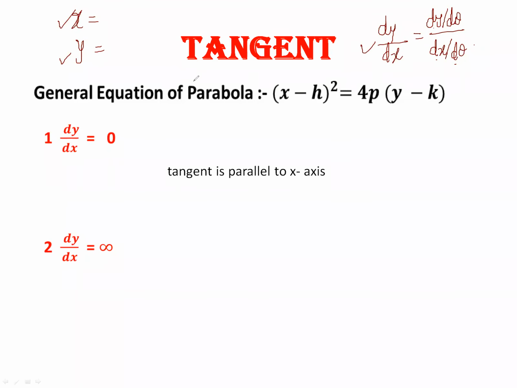Now if dy by dx is equal to 0 for some value of t or some value of theta, then the tangent is parallel to the x-axis at that point. And if dy by dx is equal to infinity for some value of t, then the tangent is parallel to the y-axis.